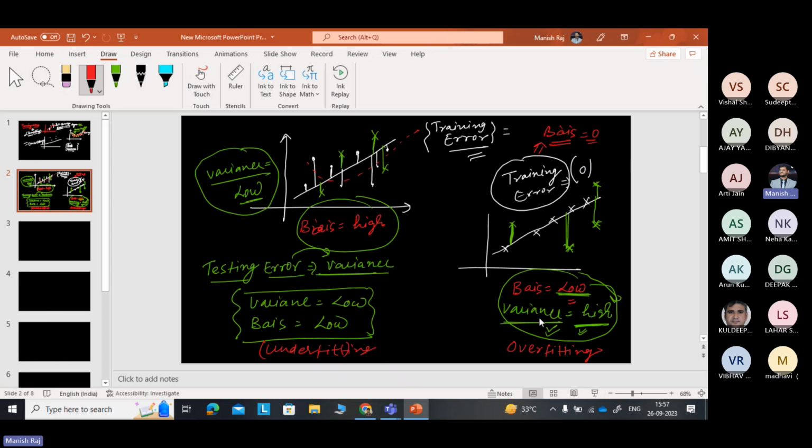Just remember the high thing. Whenever the variance is high, that will be overfitting. Whenever the bias is high, that will be underfitting. If you try to remember on the basis of low, you will be confused every time. So remember with the help of high. If the variance is high, then overfitting will be there. If the bias is high, that will be your underfitting.